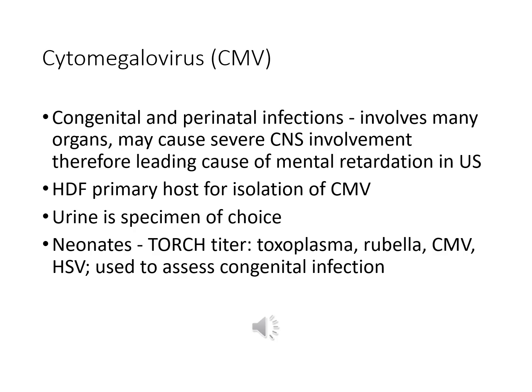Urine is actually going to be your specimen of choice for this virus. In the neonates, you can do a TORCH titer. A TORCH titer will actually test for multiple different viruses, so it'll test for toxoplasma, rubella, cytomegalovirus, and herpes simplex virus. So the TORCH titer can be used to assess the congenital infections.